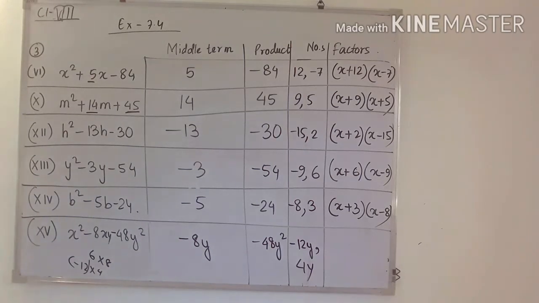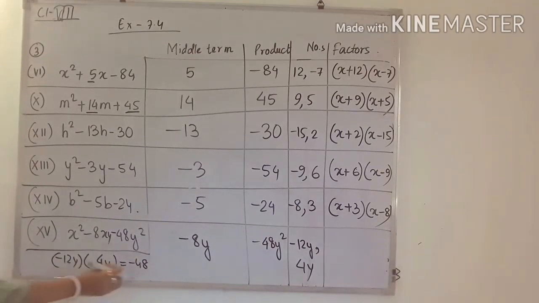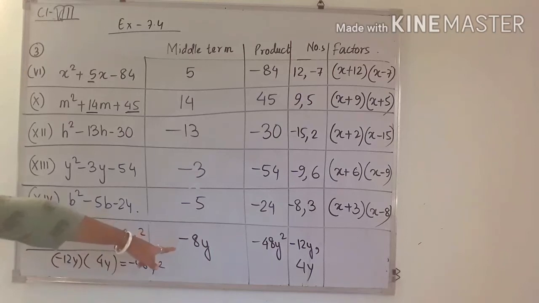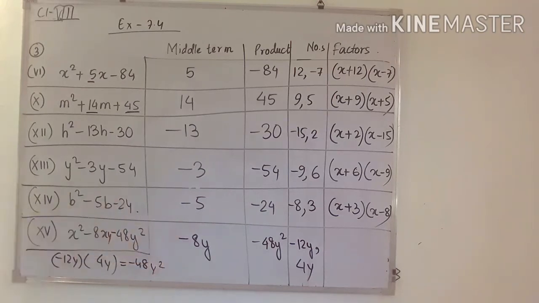So how will minus 48 y square come? How will y square come? See, minus 12y into 4y. If I multiply minus 12 with 4, then the answer will be minus 48, and y into y will be y square. So by that way our minus 48 with y square will come. Similarly, if you add 4y with minus 12y, you will get minus 8y. So our two numbers will be minus 12y and 4y. So the factors are x plus 4y into x minus 12y.